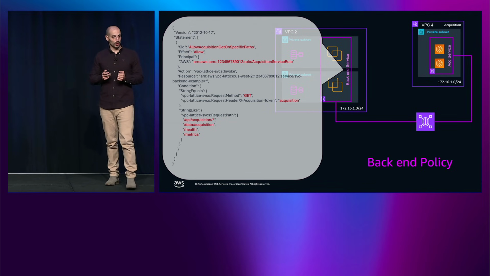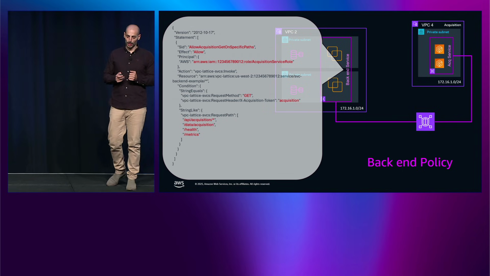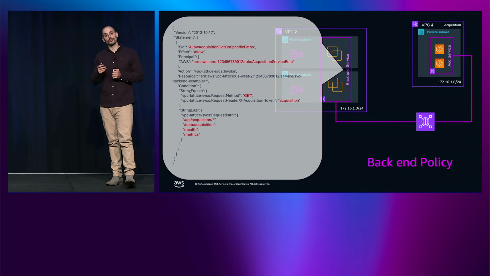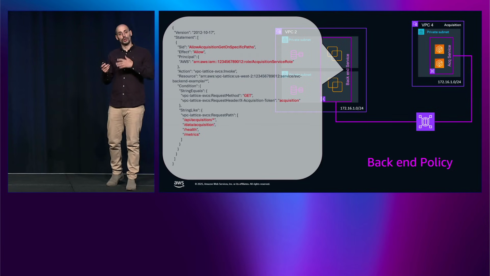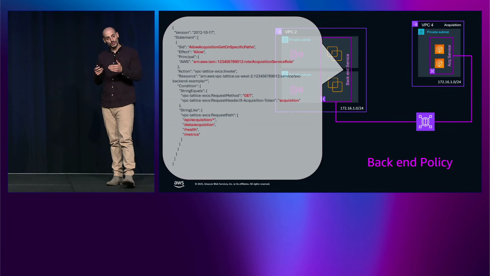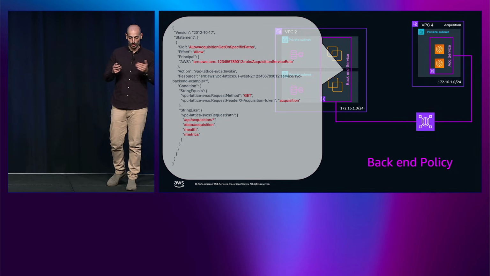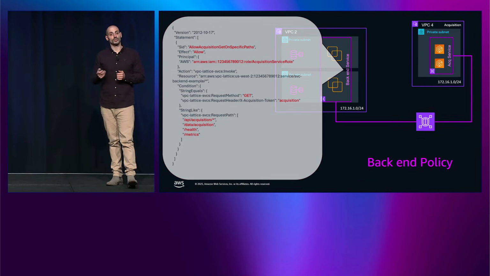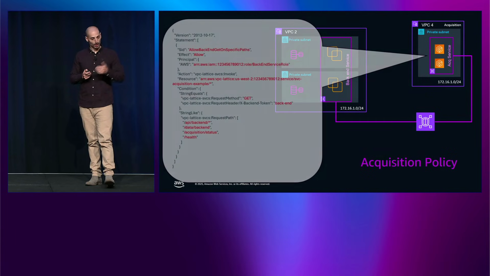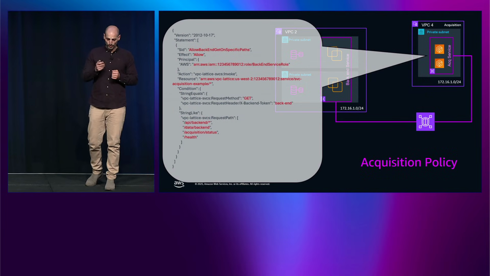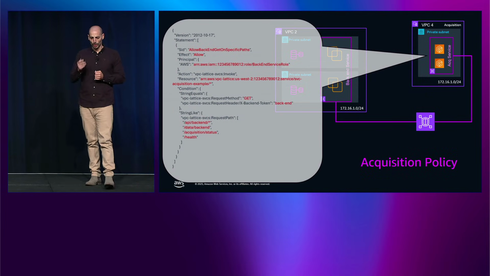We're going to allow the acquisition to talk to us with the GET request on specific path, and we will use the acquisition token. And to make this work, we'll also need to update our service network policy to allow the token to talk. Because remember, you need both the service network and the service policy to allow the communication to work. So we've done that on the backend. We can do the same on the acquisition service. Same thing, same story, allowing the backend to talk to us using a token on various paths.